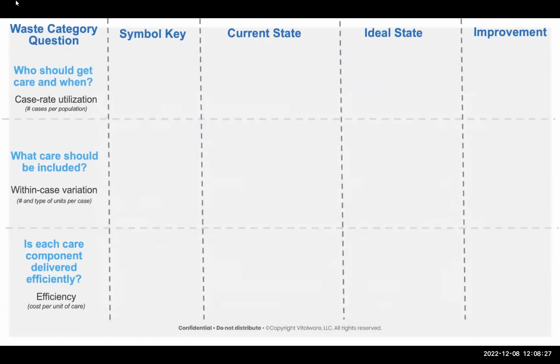When I look now at a grid that was provided by Tom Burton, we're going to say the waste categories are on the left. Who should get the care and when? Case utilization. What care should be included? Is there variation within the case? Is each care component delivered efficiently? So now we're changing with shrinking reimbursement. We're changing into efficiency-driven facilities.